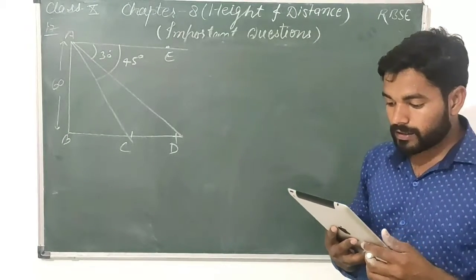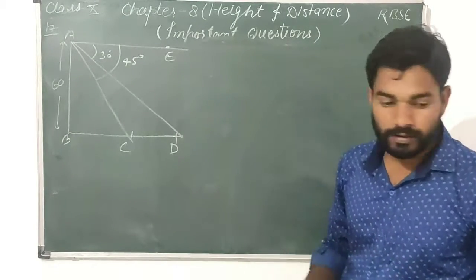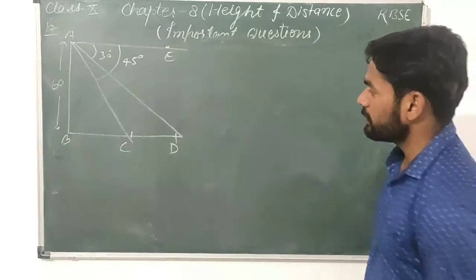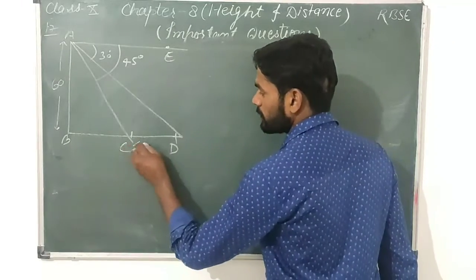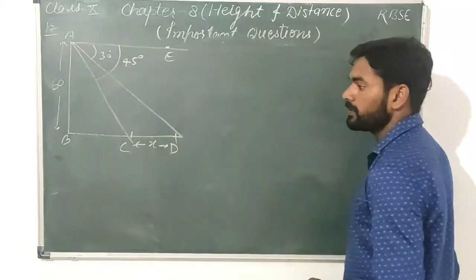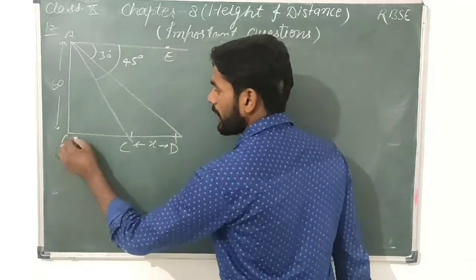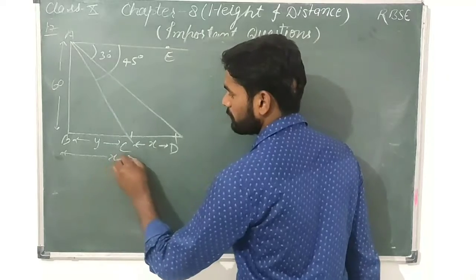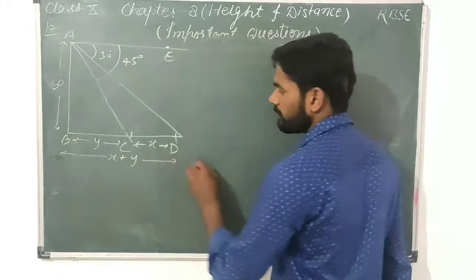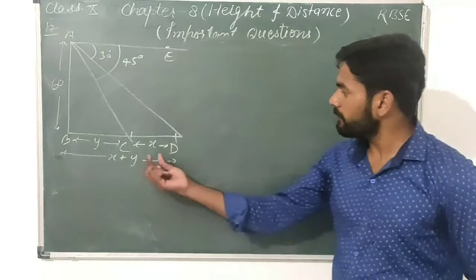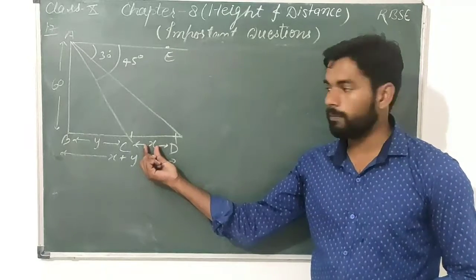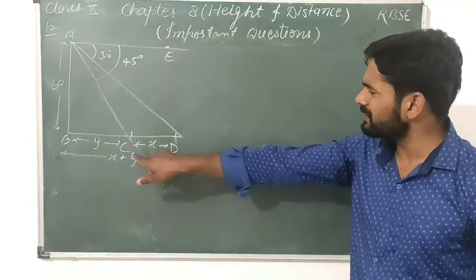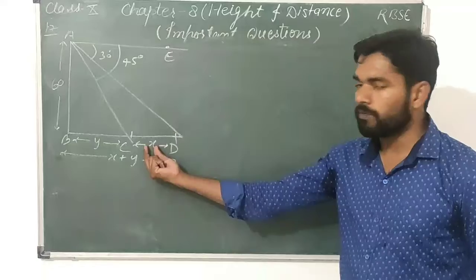Then find the distance between both the ships. Let the distance between both the ships be x, and this is y, and the total distance will be x plus y. हमें क्या कैलकुलेट करना है? We have to calculate the length of AB, or the length of CD, meaning the value of x.